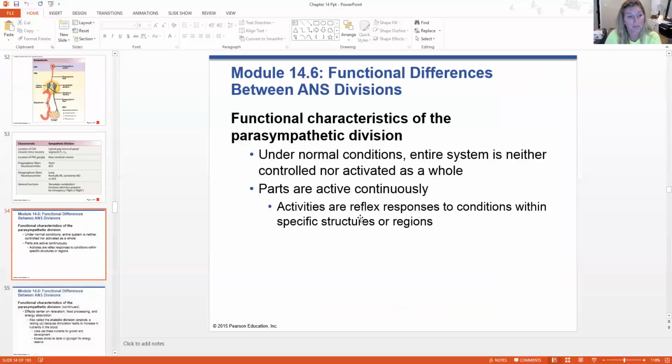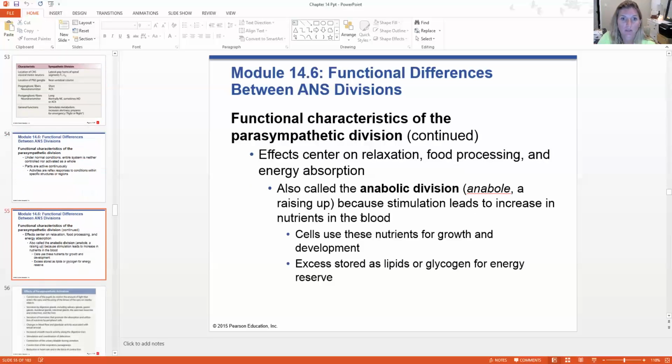Let's talk about the parasympathetic division. Under normal conditions, the entire system is neither controlled nor activated as a whole. So it's just parts that are activated continuously. The activities can be reflex responses to conditions within specific structures or regions. It's not going to affect your body-wide, it's just going to affect different parts. Sympathetic activation is widespread, all hands on deck. Parasympathetic is more localized and individualized.